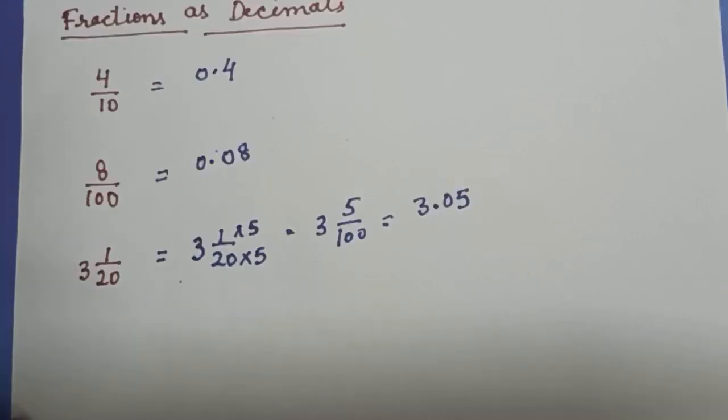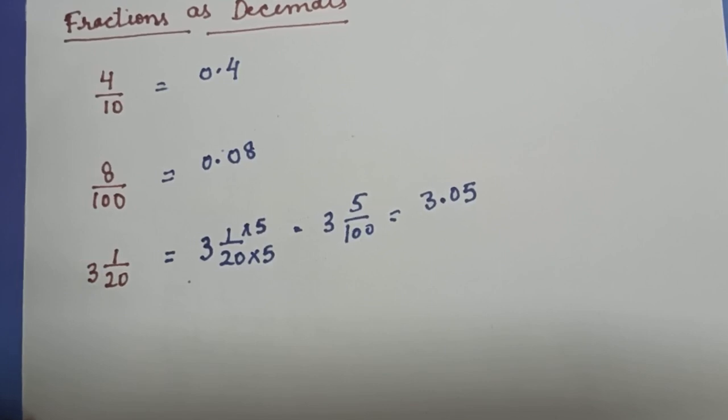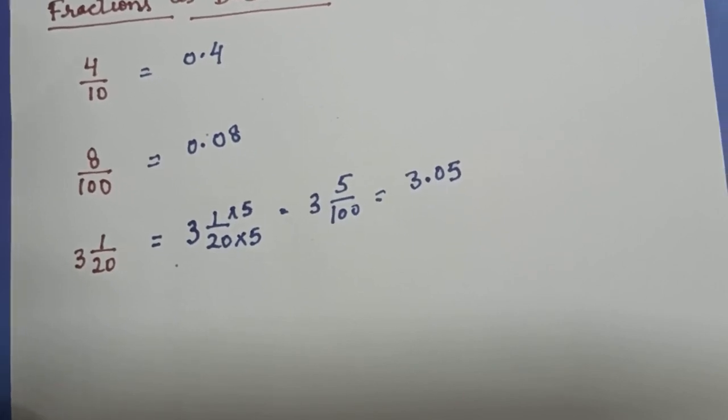In case you find a number in which you can't multiply the denominator with a number so that you get 10, 100, 1000, at that time you will divide the numbers directly. The numerator will be divided by the denominator and the number will be written in decimal form. Alright, so this is today's work that we had to do.